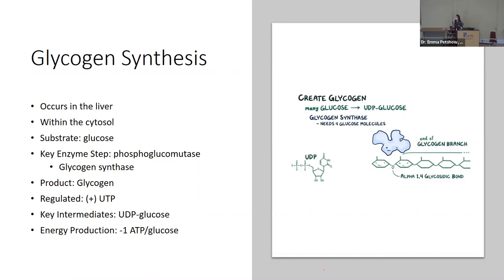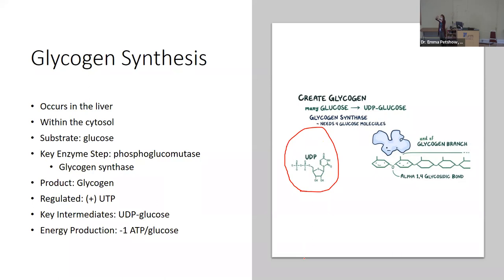It's regulated by UTP. UTP is a structure, this is UDP. UTP is the triphosphate form of UDP, similar to ATP, GTP. It's going to bind to your glucose molecule and act almost like a cofactor for a sugar. That's the best way I could describe it to you. It's going to bind to glucose. It's going to help move it through a reaction that then binds it to this chain.